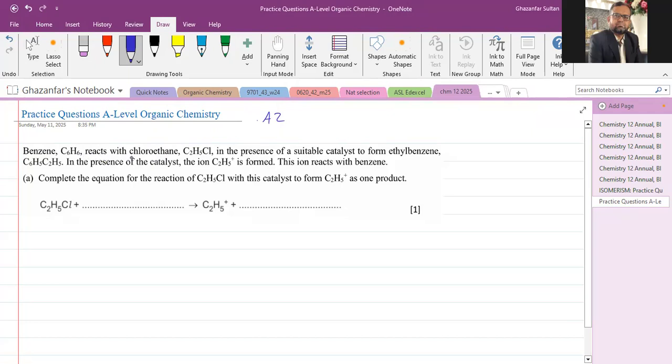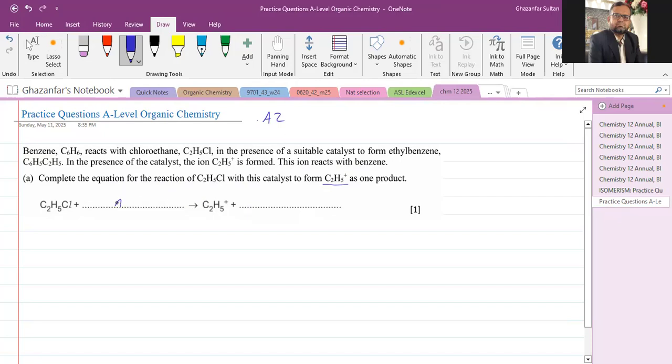Benzene, that is C6H6, reacts with chloroethane, or ethyl chloride, in the presence of a suitable catalyst to form ethylbenzene. In the presence of the catalyst, the ion, that is a carbocation, is formed. This ion reacts with benzene. Complete the equation for the reaction of C2H5Cl with this catalyst to form this carbocation, that is C2H5+, as one product. So we have to complete it.